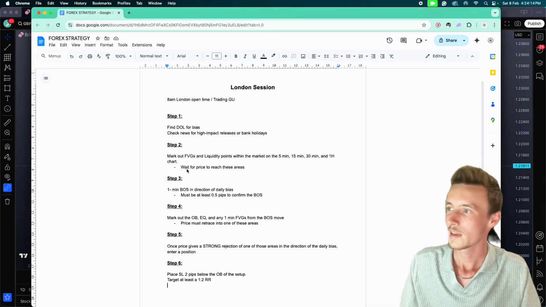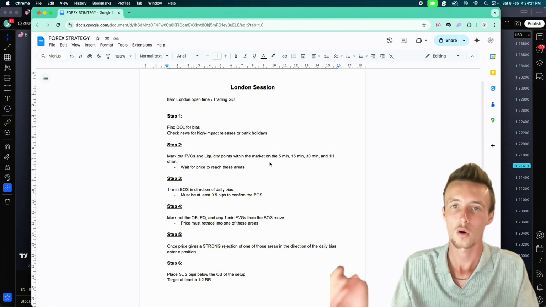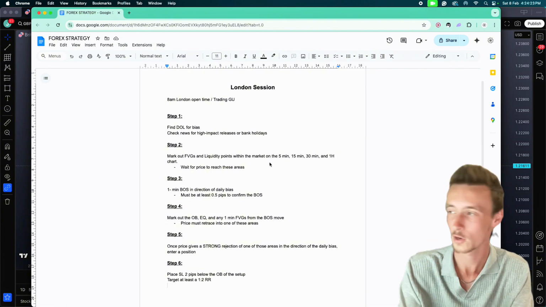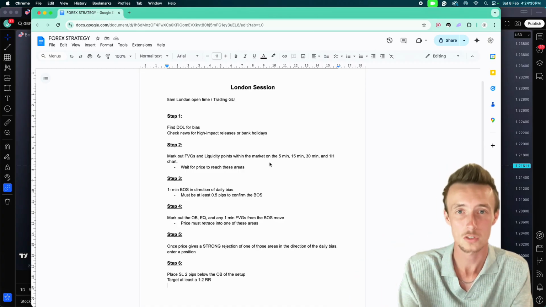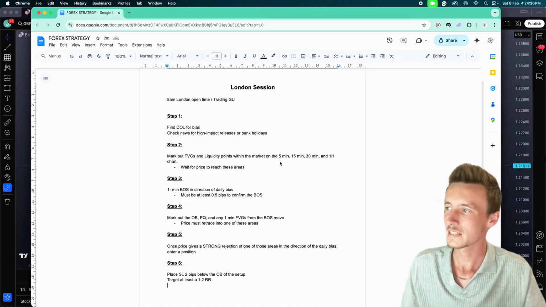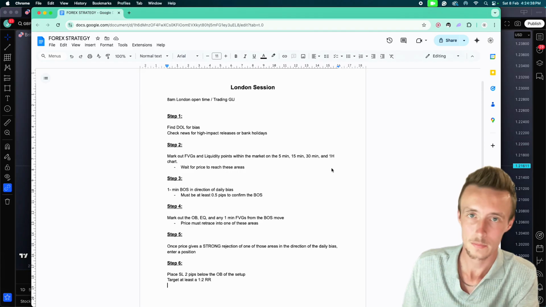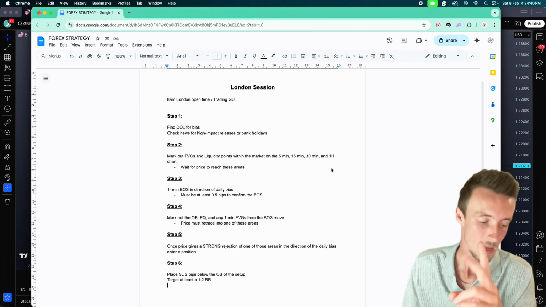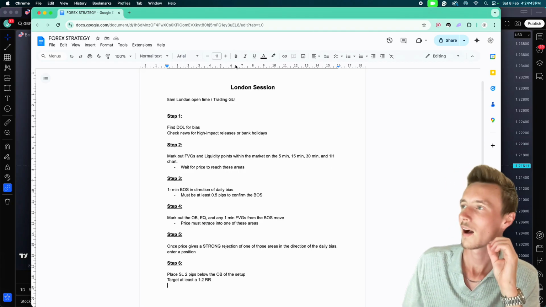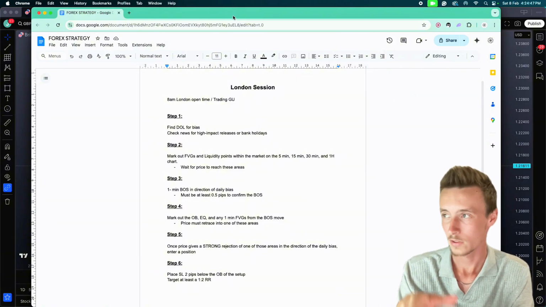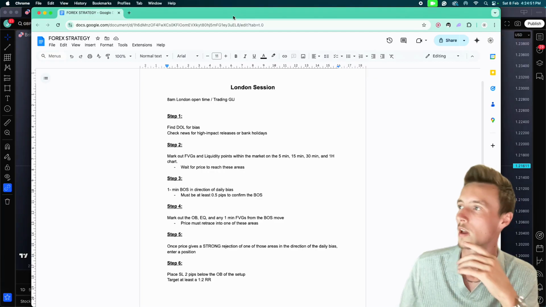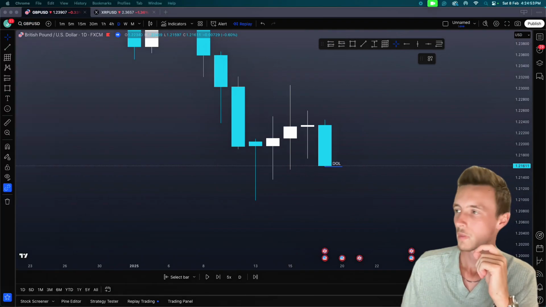Nice and simple. Step two, what we're going to do here is mark out fair value gaps and liquidity points within the market on the 5-minute, 15-minute, 30-minute, and hourly chart. Now, I don't have to put it on every single one of those time frames. I'll show you exactly what I mean by that. Basically, those are the 4 chart times that I'm using to mark out my liquidity and my fair value gaps, okay? So I'm not trying to mark out liquidity or fair value gaps on the 4-hour, on the 3-minute, anything like that. I'm just looking at these 4 based on my strategy.